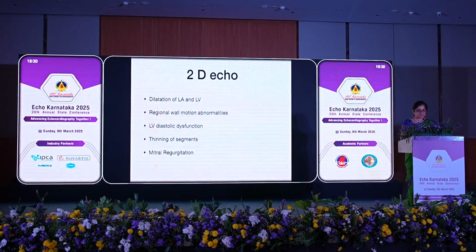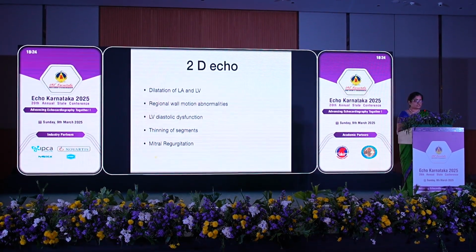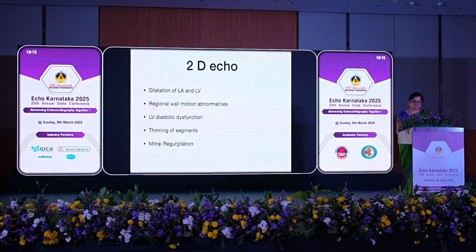So coming to the 2D echo features, just like any other heart failure, you could see dilatation of the left atrium and left ventricle. However, the hallmark of ischemic cardiomyopathy is the presence of regional wall motion abnormalities. Also, the patient could have LV diastolic dysfunction. You may see sometimes thinning of segments, and mitral regurgitation also can be present.